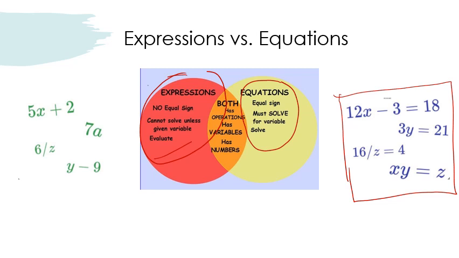Now, they do have some things in common. What do they have in common? They both have operations. They both have numbers. And they could possibly both have variables. If we're talking about algebraic expressions, then they will have variables.